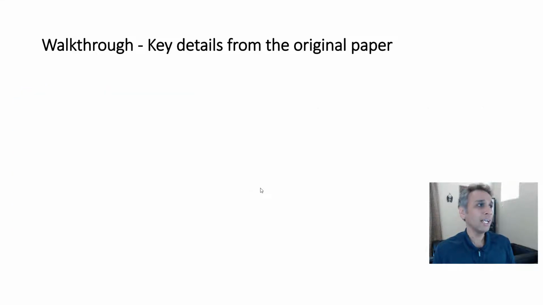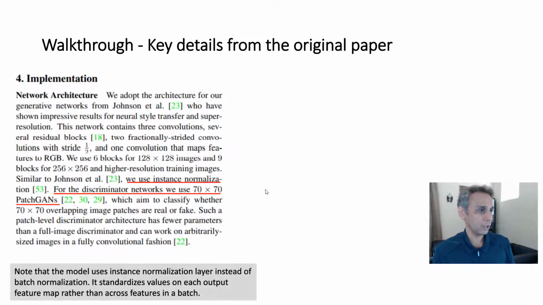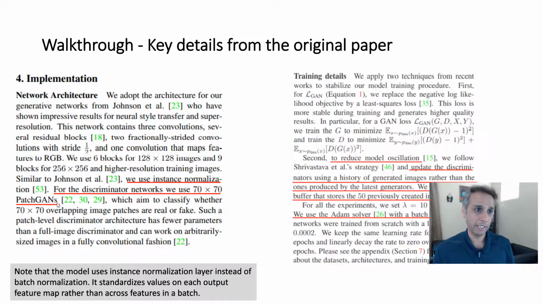So that is one. And the other is we are going to use, instead of batch normalization, instance normalization. And for the discriminator, this is a 70 by 70 patch GAN, very similar to the one that we already discussed as part of our pix to pix.